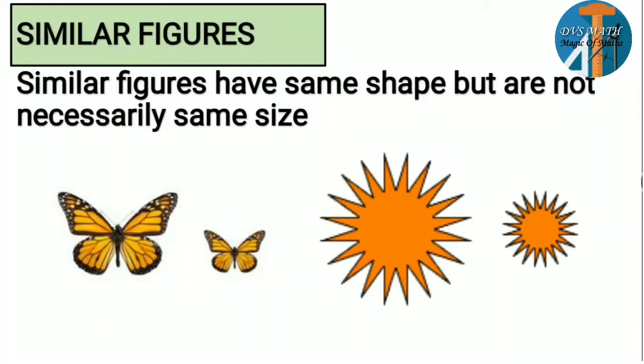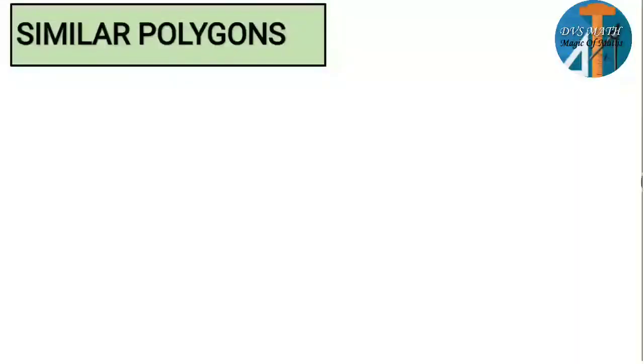But when we come to geometry or mathematics, we consider similar figures as similar polygons. Polygons means any closed figure, a triangle or a quadrilateral, like a rectangle, square or rhombus, or anything.